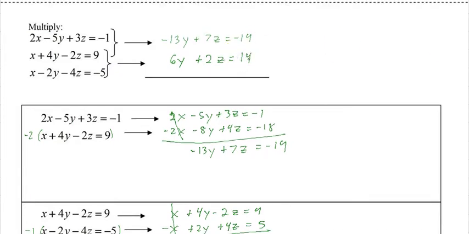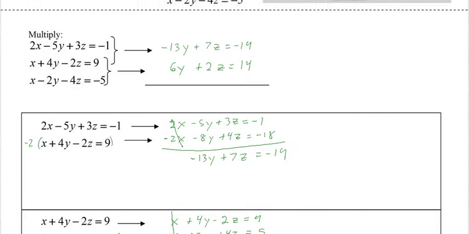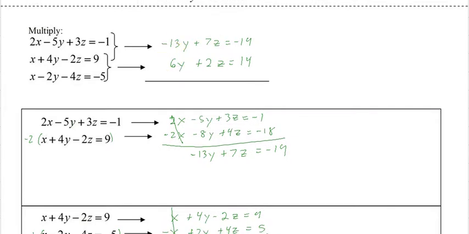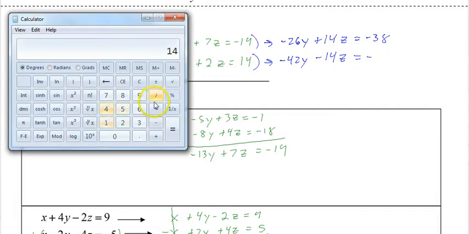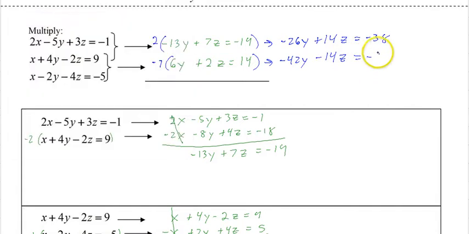Now we're going to get rid of either the y or the z. This looks like it's going to be massive, so let's go with the z, which would be 14. So, move this back center. If we multiply this one by -7, and this one by 2, we would get -26y and then -42y minus 14z equals -14 times 7. I just don't want to take any chances. 98.